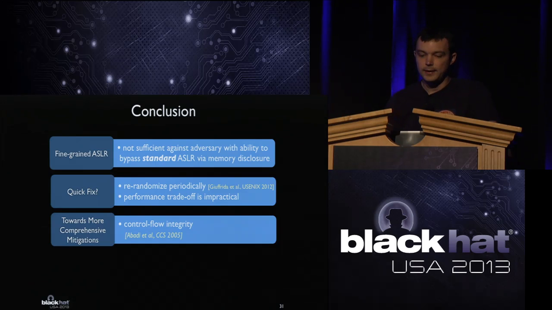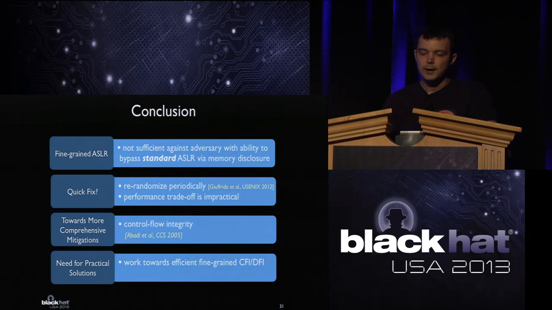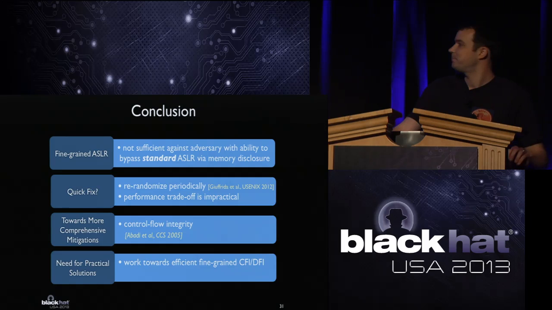So what I think is that we need to move towards more comprehensive mitigations, like for example, control flow integrity. And we need to not just look at these comprehensive mechanisms, but we also need to find practical solutions, so efficient solutions that don't take much runtime overhead. So personally, what I'm working towards and what Luca's working towards is more efficient, fine-grained control flow integrity and data flow integrity mechanisms. And so that's it. I think we'll take some questions now, if we have time.